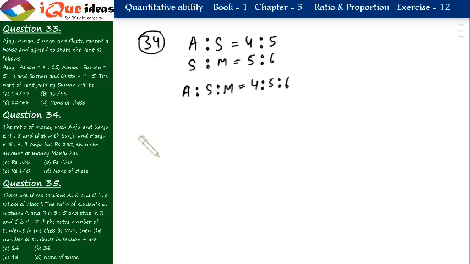Now Anju has 280 rupees. So this is a unitary method question. Anju's share in the ratio is 4. 4 stands for 280 rupees. Now you can see 4 sevens are 28, so it is 70 times. So we can find all the other ones. Sanju would become 5 times 70, that is 350, and Manju 6 times 70, that is 420. Alright. So the share of Manju is 420 rupees.